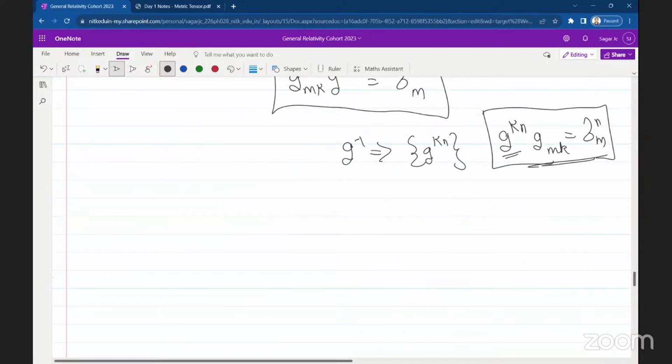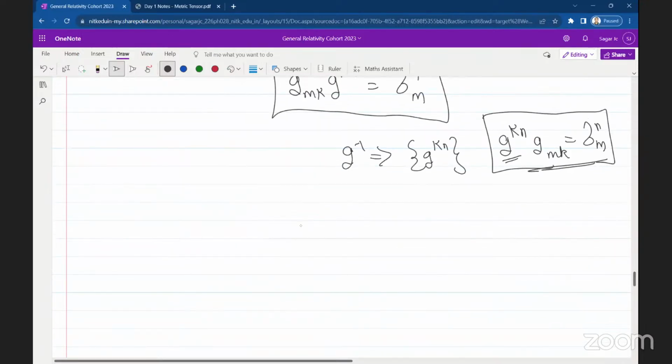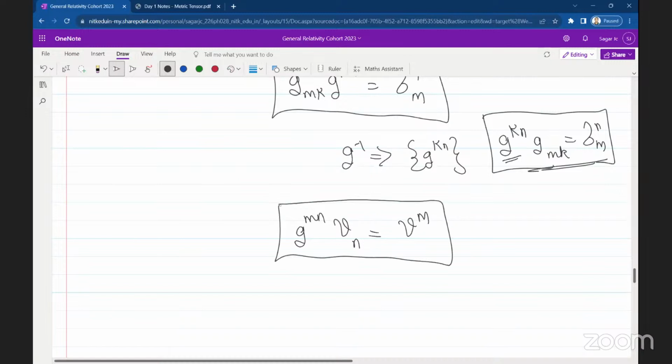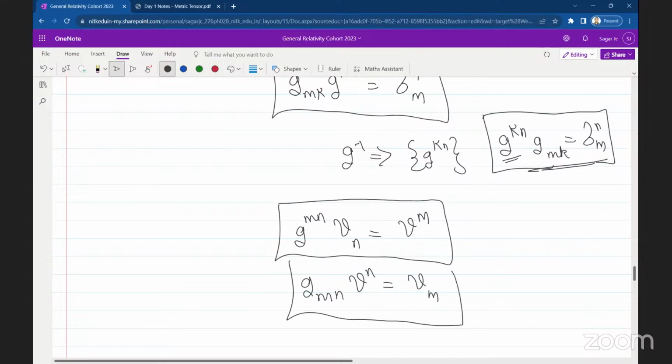Basically, what this inverse metric component does is help in getting a contravariant component when you know the covariant components. That is, if you know G^mn and V sub n, this will give me V super m. But initially, what we wrote was G_mn V super n is equal to V sub m. So the metric tensor and its inverse help in raising or lowering indices.